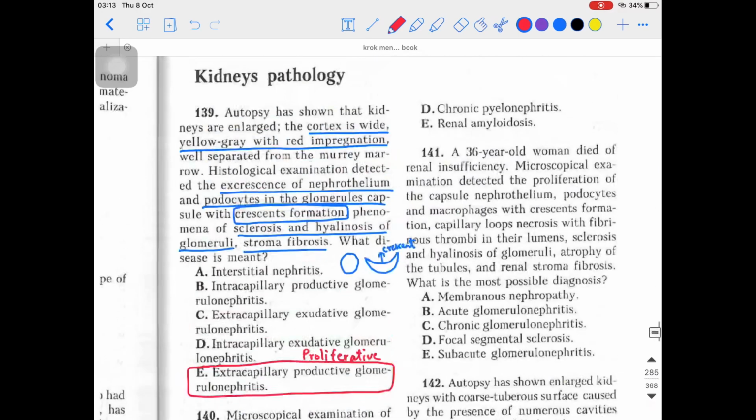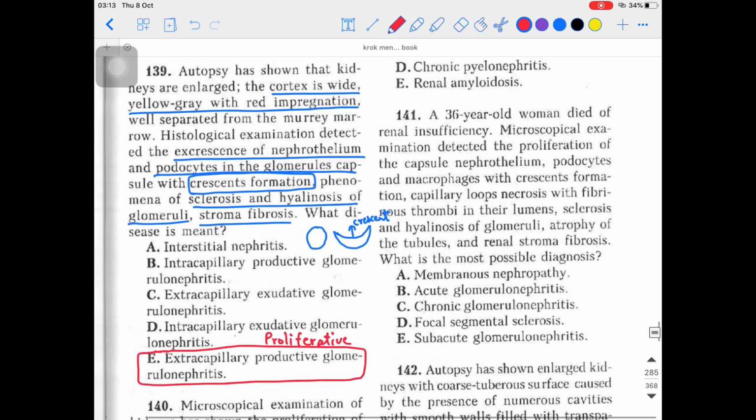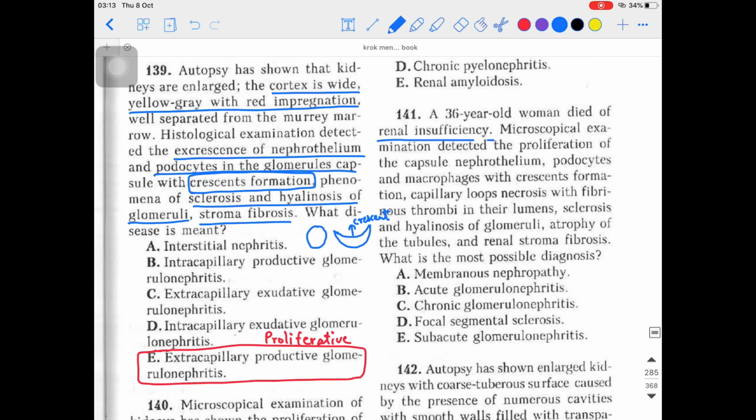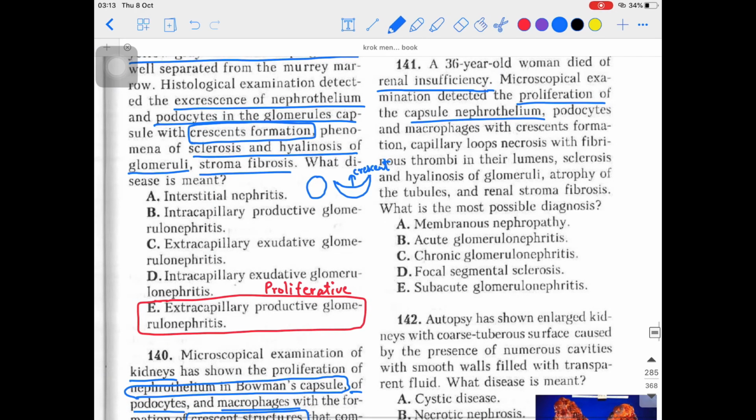Okay, moving on to the next one, 141. A 36-year-old woman died of renal insufficiency. Microscopic examination showed proliferation of the capsule nephrothelium. Again, proliferation of the capsule. Which capsule? Bowman's capsule. Which kind of cells are proliferating? Crescentic cells must be proliferating over here, podocytes and macrophages. Again they mention crescent formation, so the diagnosis is crescentic glomerulonephritis. Again, they didn't give the option of crescentic or malignant, they gave the option of what? Subacute.